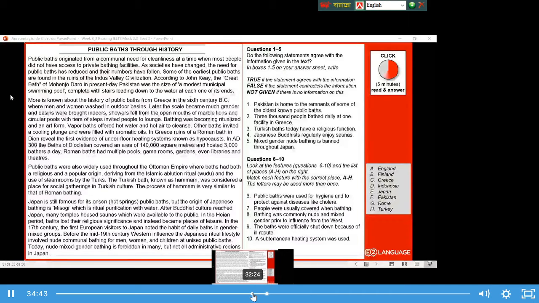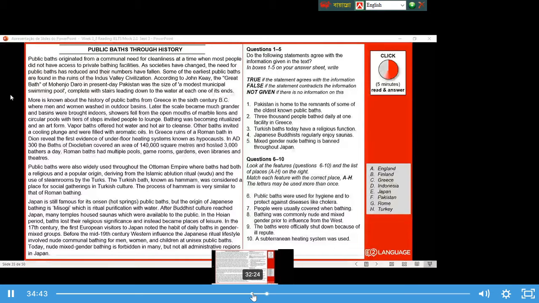Number four: Japanese Buddhists regularly enjoy sauna. In the third paragraph, second line: after Buddhist culture reached Japan, many temples housed saunas, which are available to the public. So basically that's available to the public, but they did not talk about people taking saunas regularly. So there is no information about that. So that is not given.